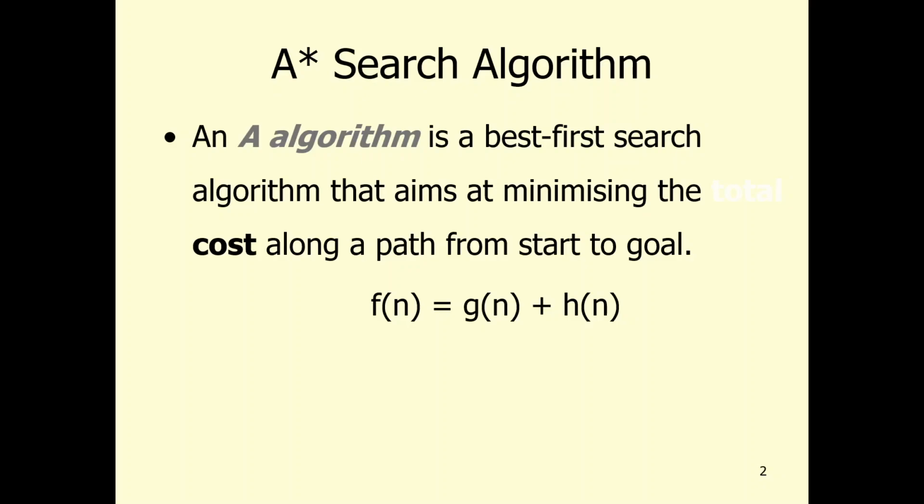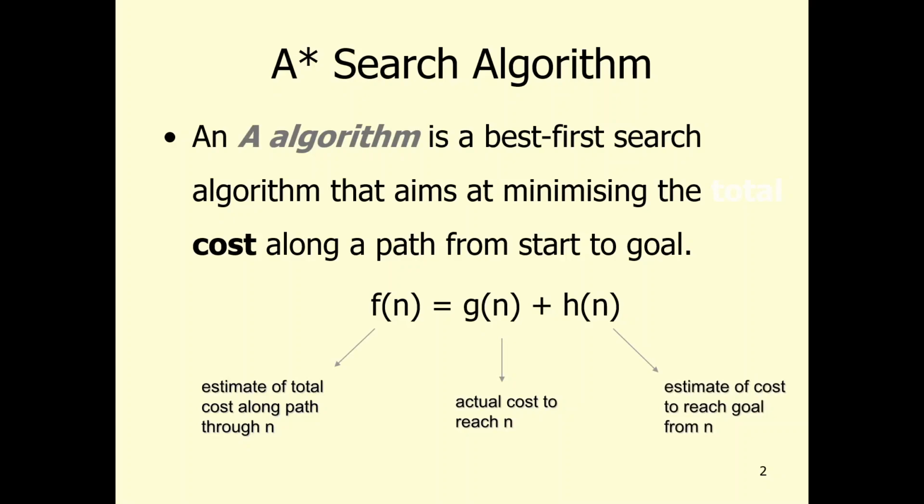Hence, we can combine both the costs as follows, and this sum is called a fitness number, that is f of n, which is equal to g of n plus h of n. f of n is the estimate of total cost along the path through n, g of n is the actual cost to reach n, and h of n is the estimate of cost to reach the goal from n.